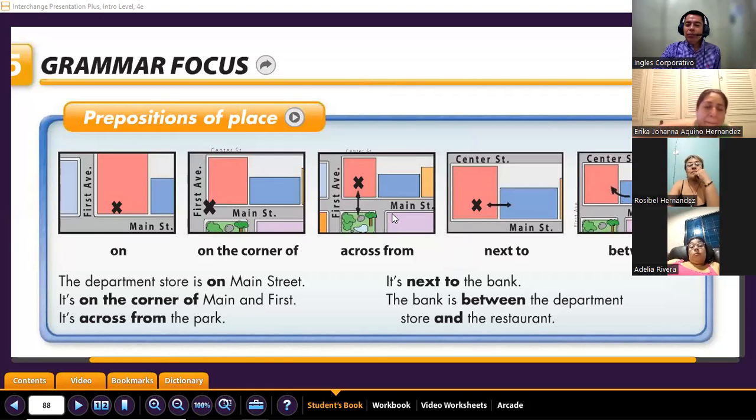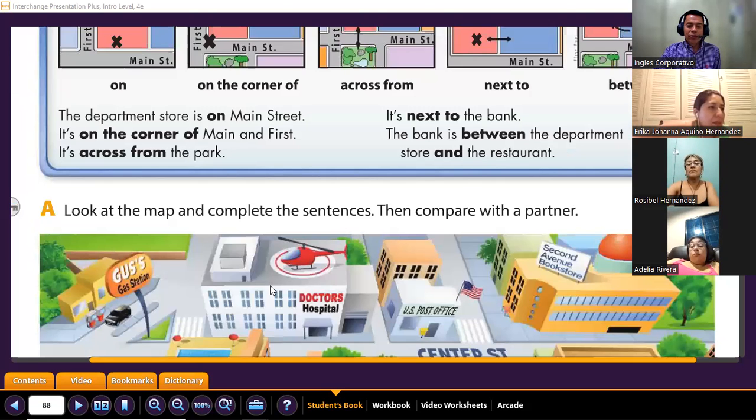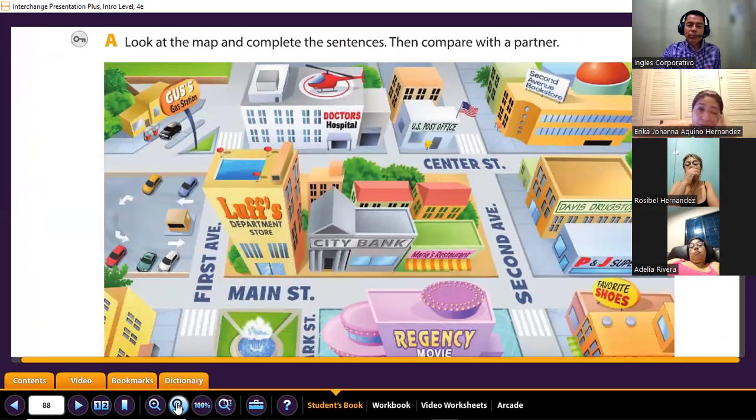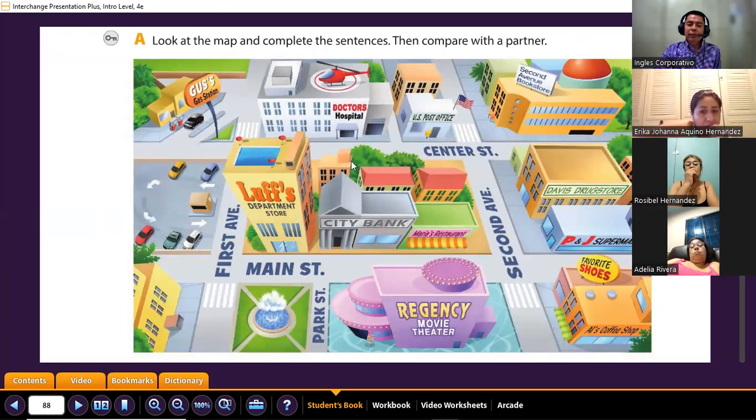So, any question about the preposition class? No questions? Okay. So, we're going to practice. Look at this map. I need you to check the places here. We have a gas station. Doctor's Hospital is a hospital here. United States Post Office. A bookstore, the name is Second Avenue's Bookstore. We have a Louvre department store, you know. And there is a parking lot here, parking.